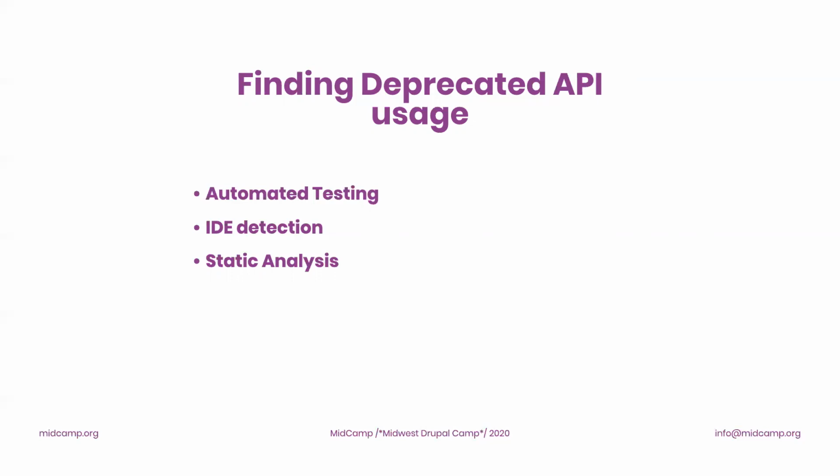At this point in the cycle, we want to figure out where we're at, because we've deprecated all that we're going to deprecate for Drupal 9. So at this point, it's about getting a list. And there's a few ways to find out and get a list of what deprecated code your project might be using. So we're going to talk about automated testing. We're going to talk briefly about using IDEs to detect deprecated code. And then finally, we're going to go into static analysis tools.